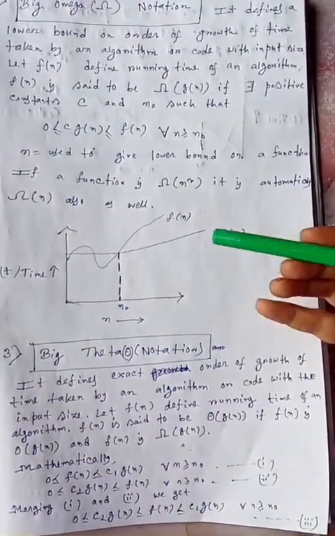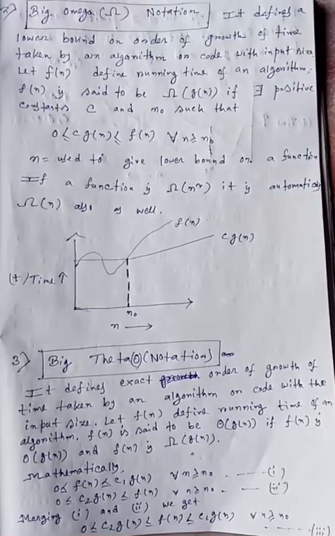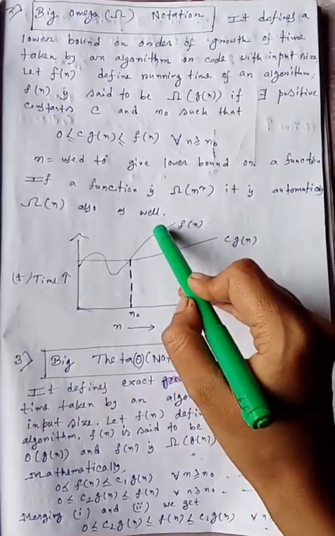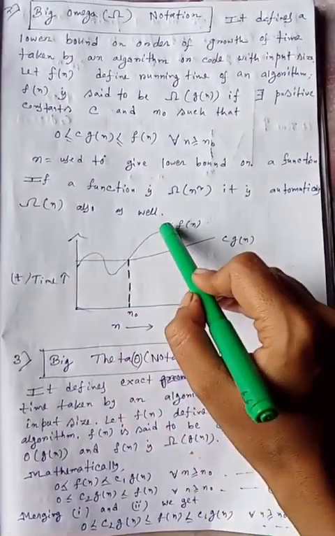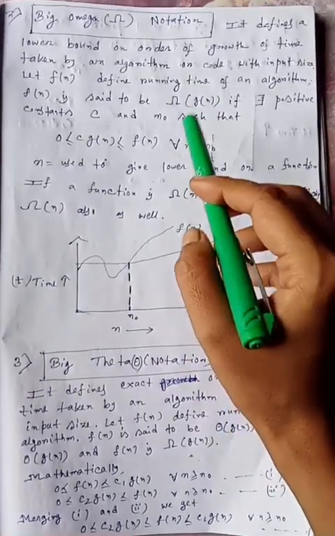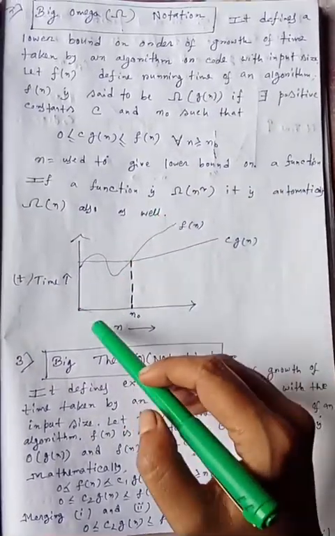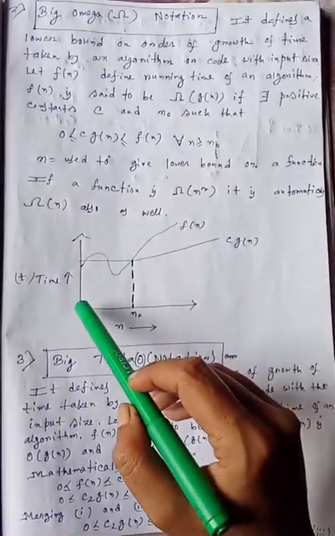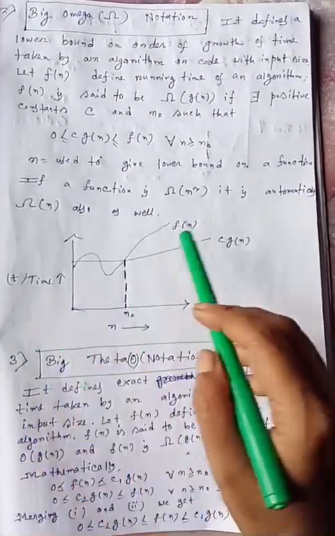The condition is c·g(n) is less than or equal to f(n). We can easily see c·g(n) is less than or equal to f(n) for all n greater or equal to n0, and it is also greater than 0 because there is no negativity in the negative x-axis.